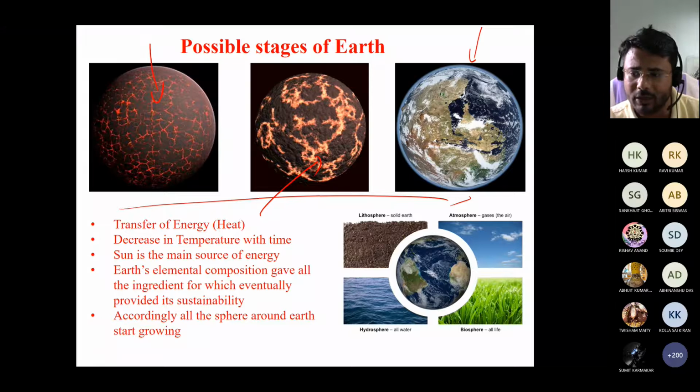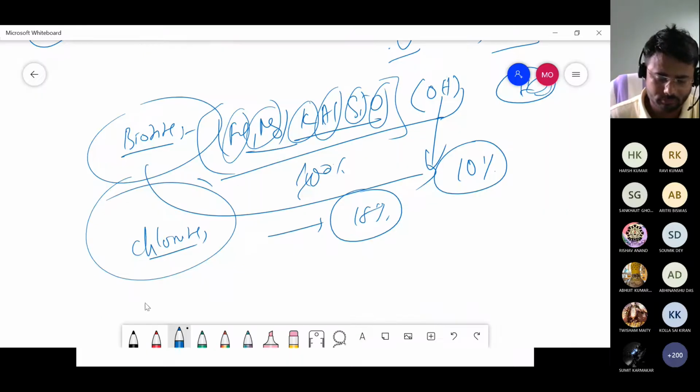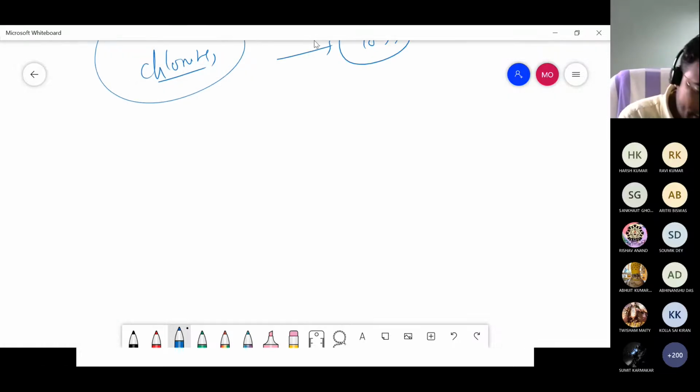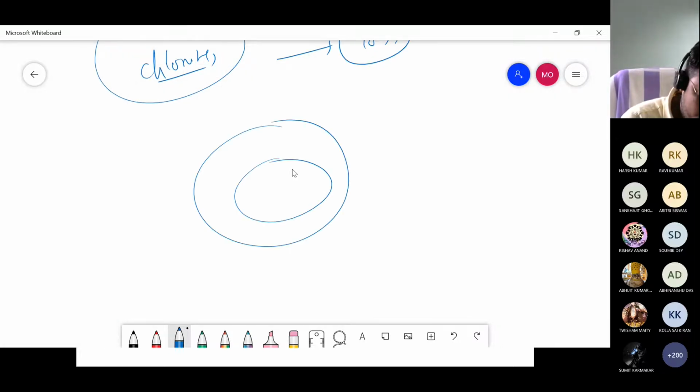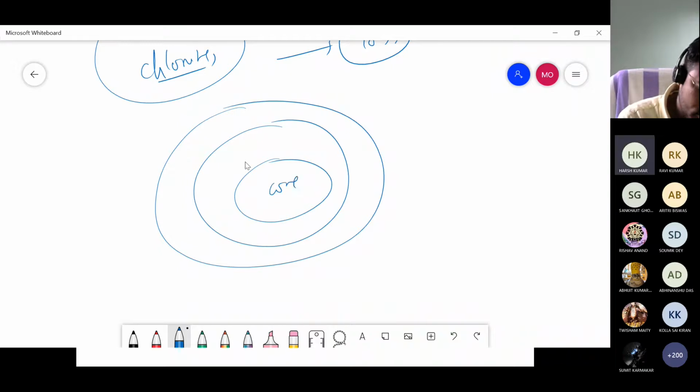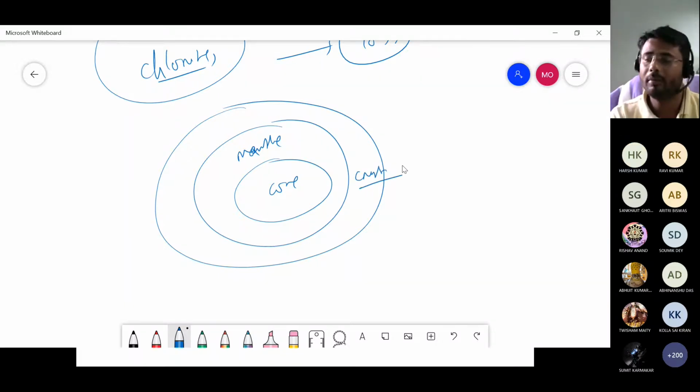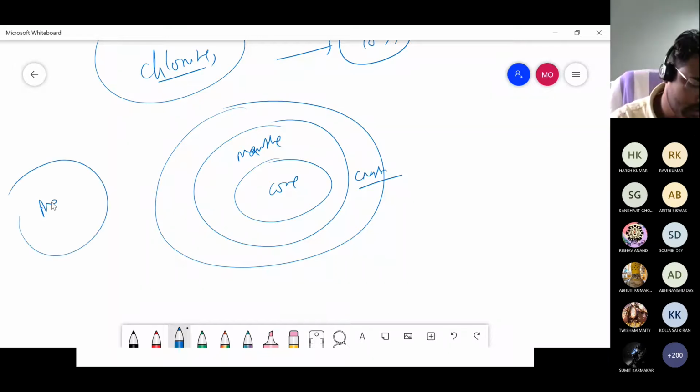In the present architecture, what we have? ये तो थोड़ा बहुत जानते हो. Core, mantle, crust. अच्छा, internal structure. Core, mantle, and crust. Initially, none of this was there. Everything was magma.